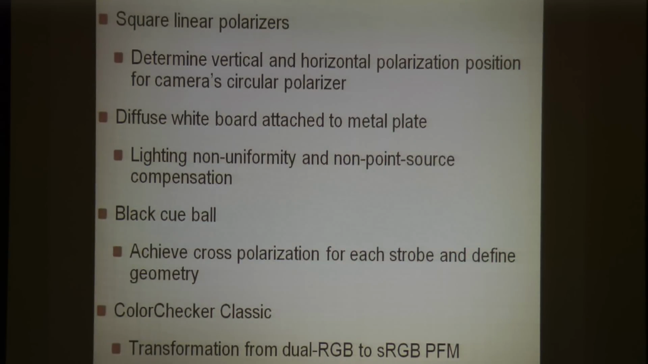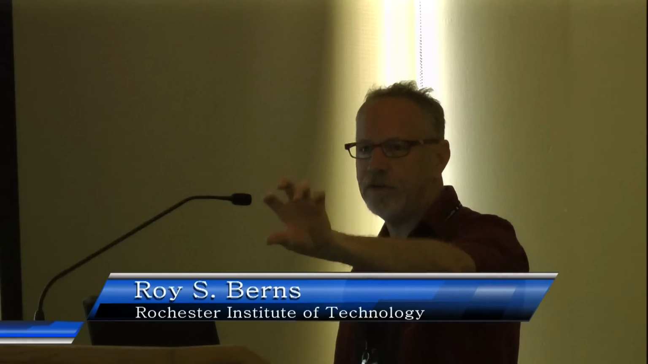So for calibration, we have some linear polarizers, because the camera's got a circular polarizer, so I've got to set its state of polarization. We then have a diffuse whiteboard attached to a metal plate, and we use that to do flat fielding and to allow for cosine fall off, and also because our light sources are not point lights. There's a black cue ball that's imaged, and the black cue ball is used both to determine cross polarization, when you're looking for the specular peak to be minimized in its energy, as well as to define the position of the four lights very precisely.